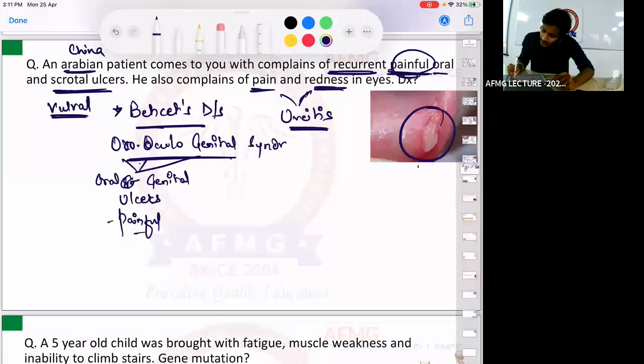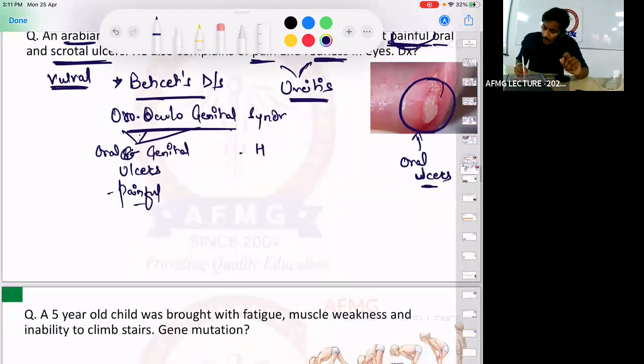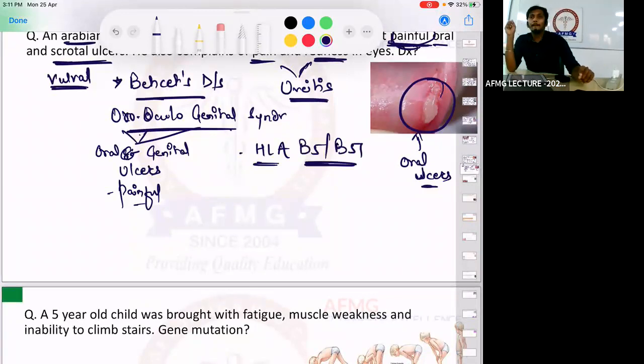Here you can see the oral ulcers seen in this patient. These are oral aphthous ulcers. So it is the oro-oculogenital syndrome: painful oral and genital ulcers along with anterior uveitis features like hypopyon. This is characteristic of Behçet's disease. It is also HLA positive, HLA B5 or B51.